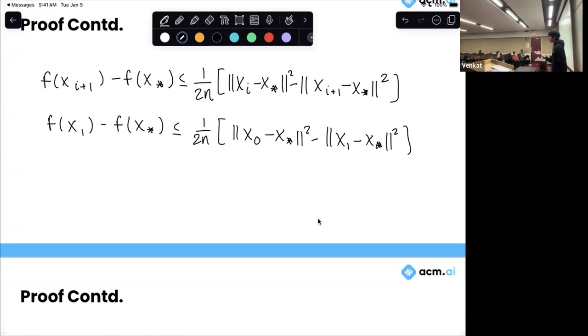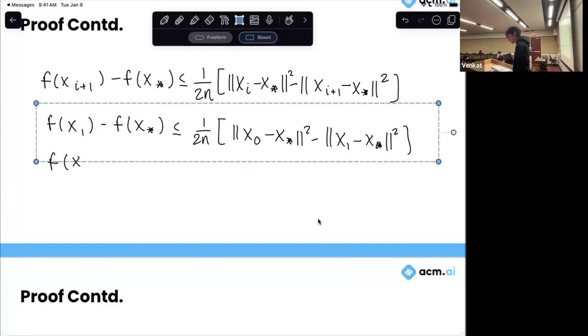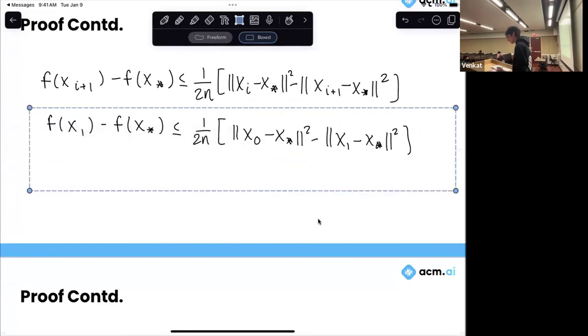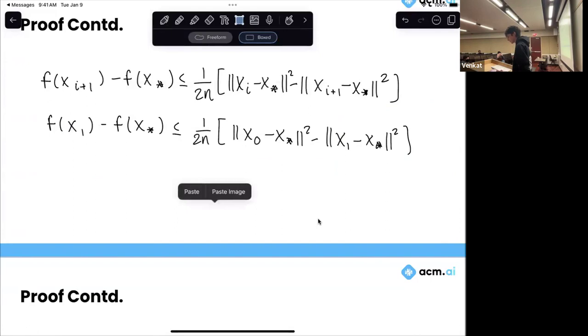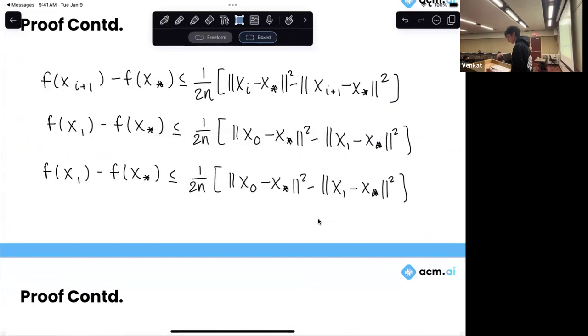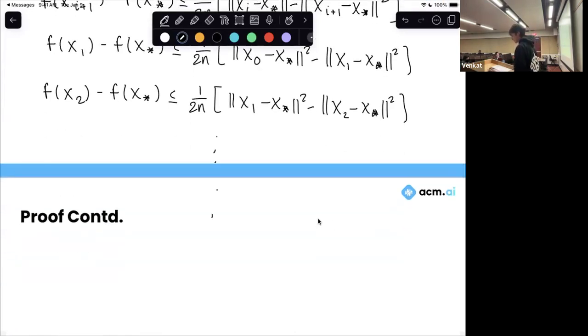Okay. Now we're going to go and do this for I equals 1. We're going to get the same thing, but instead of 1s and 0s, we're going to have 1s and 2s. So this is going to be a 2. This is going to be a 1. And this is going to be a 2. Now, if I write this out for the kth iteration, what is that going to look like? We're going on to the next page now.